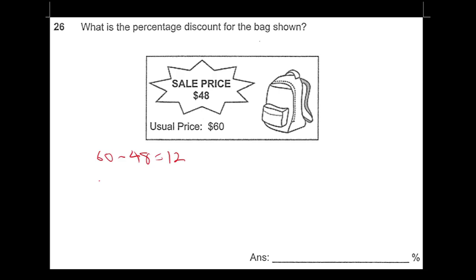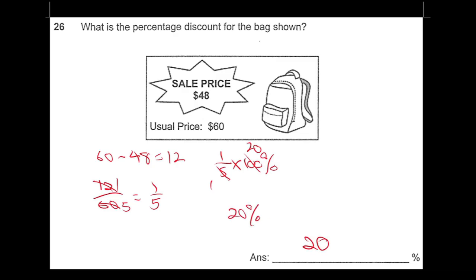So you convert to a percentage. 12 out of 60. You divide by 12, you get 1. You divide by 12, you get 5. So it's equal to 1/5. Then you convert 1/5 to a percentage, you basically multiply by 100 percent. You divide by 5, you get 1, divide by 5, you get 20. So it's 20%. So the answer is 20%.